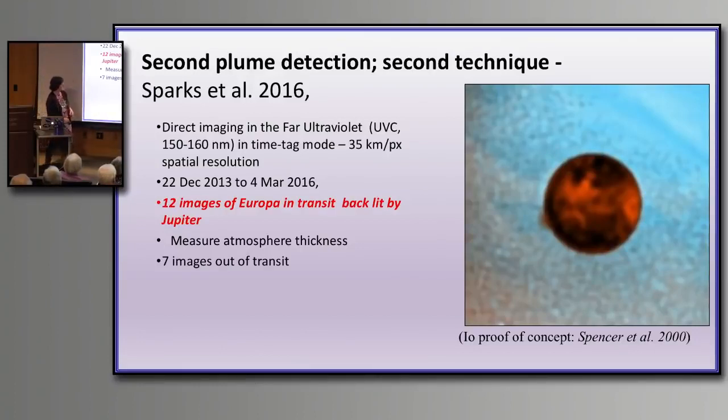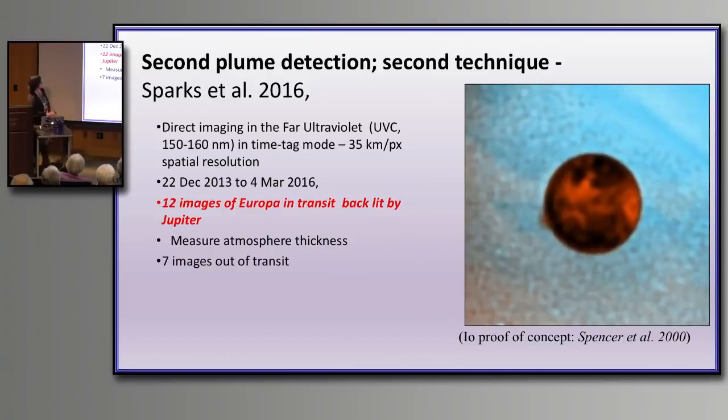In this case, there had been an example. In 2000, John Spencer had looked at Io in the ultraviolet. So this is Io, and this is Jupiter in the background. And you'll see there's a little plume here. Remember, Io really is volcanic. And so the idea was that, look, if this worked for Io, where you can have Jupiter effectively backlight, so you're seeing Jupiter backlighting the atmosphere of the moon, the tenuous atmosphere, if there's anything going on, you should be able to detect it.